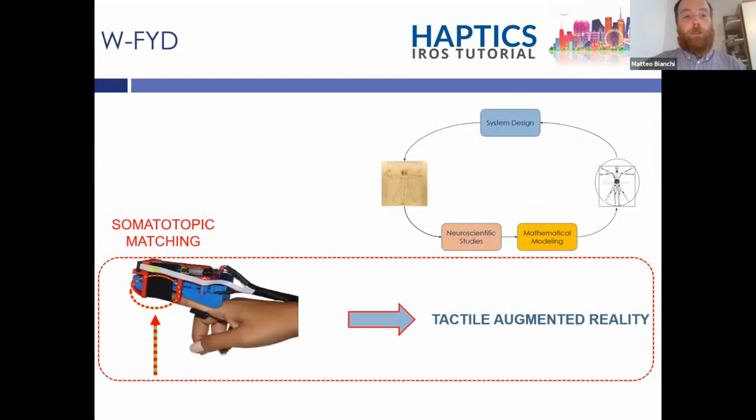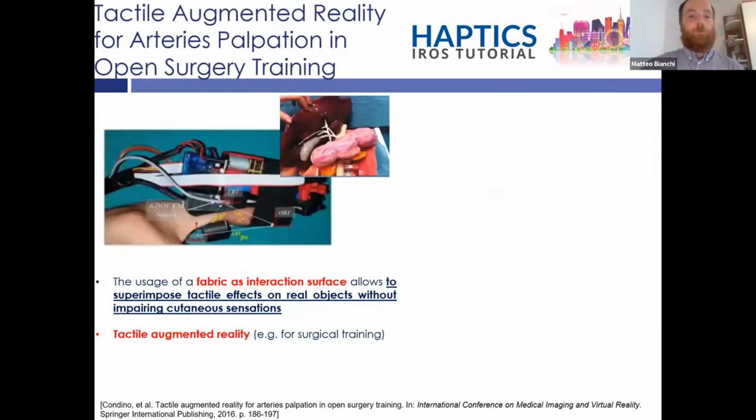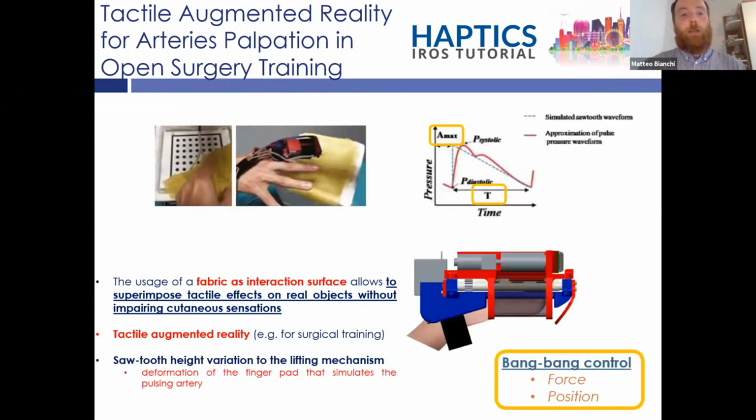The last part is related to somatotopic matching. So of course, as I said, if we use a fabric as interaction surface, we can superimpose tactile effects on real objects without impairing cutaneous sensations. And this is very important for tactile augmented reality. And we implemented this paradigm for surgical training.